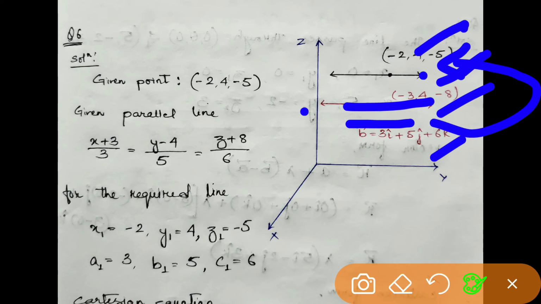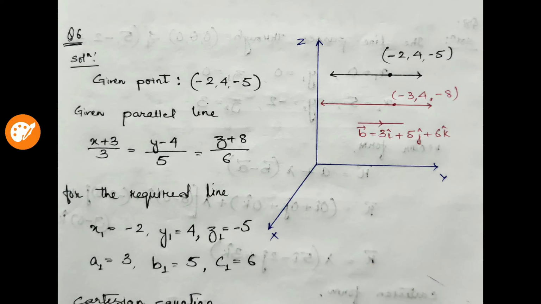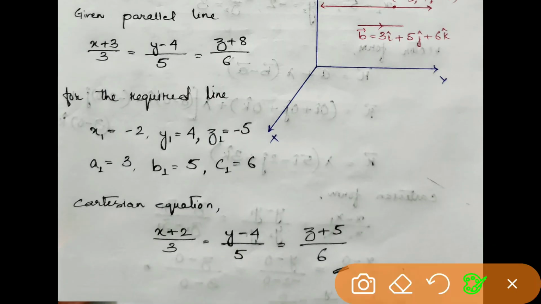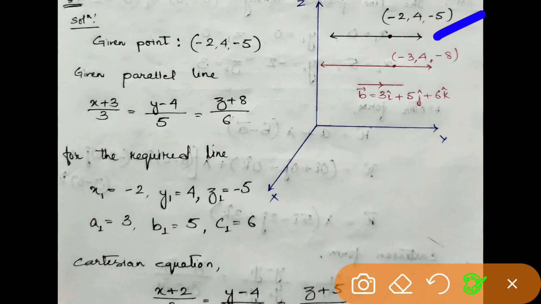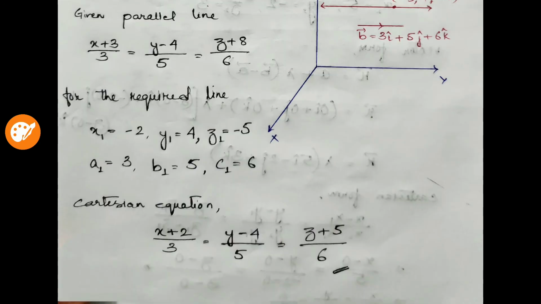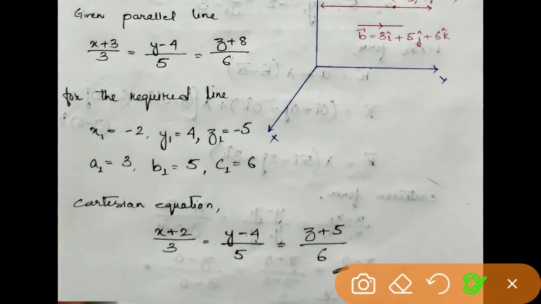So this is my A, this is my B, right? So look here, the required line, the point from the line is taken already, x1 y1 z1, and direction ratios of the vector B, I have already taken. Okay, so if I want to write the Cartesian form, x minus x1, which was minus was already there, so x plus 2 by a1 equals y minus 4 divided by 5 equals z plus 5 divided by 6. Okay, so it should be clear to you.